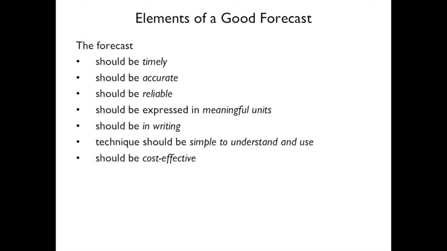So here are some elements of a good forecast. It should be timely. It doesn't do any good to have a forecast for tomorrow that isn't ready until tomorrow. If I want a forecast about tomorrow, today, it needs to be ready today. It needs to be timely. It needs to be accurate. So you don't want it to be too wrong. You want it to be reasonably accurate. It should be reliable. In other words, it should work over and over and over. And it needs to be expressed in meaningful units. That's something that you as an organization understand.